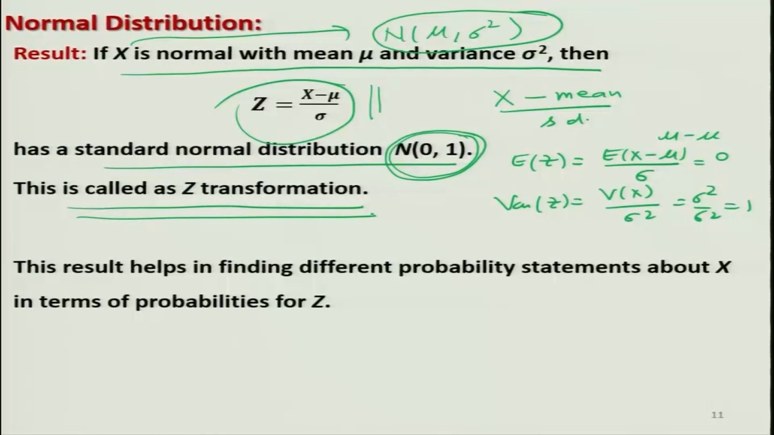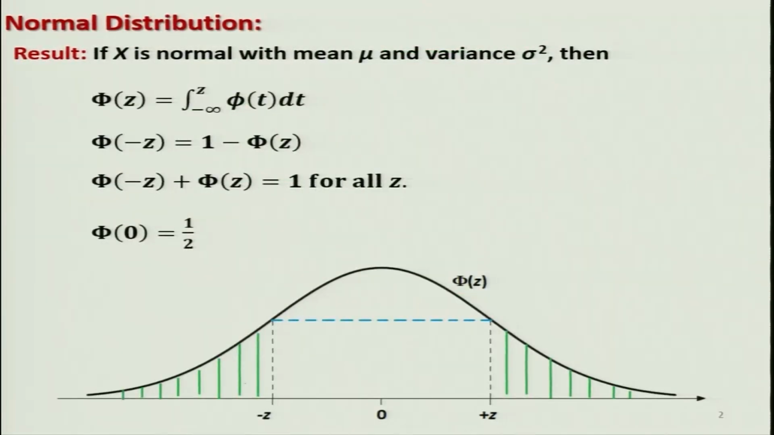Remember, this is very important and we are going to use it several times. You will see that in practice, particularly among the users and the applied statisticians, they always use the terminology, find out the Z variable. So, this result helps in finding different types of probabilities about x in terms of probabilities of Z.